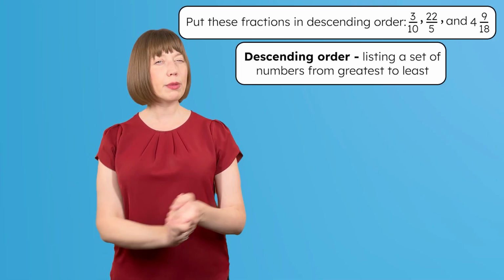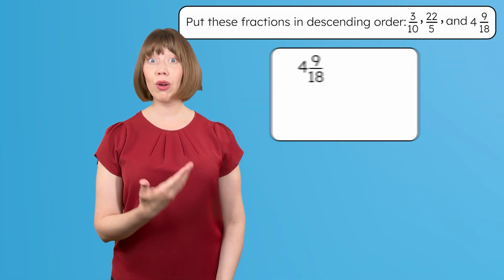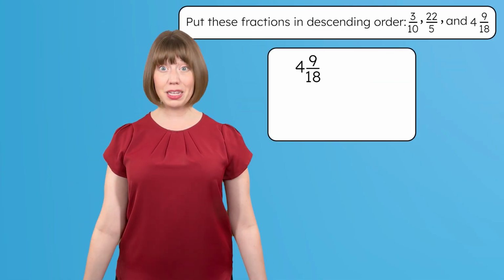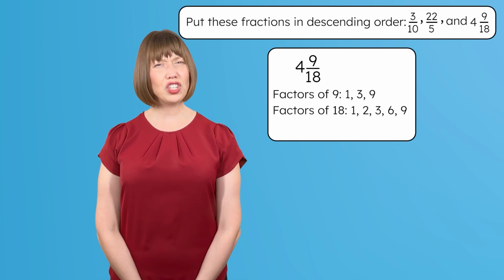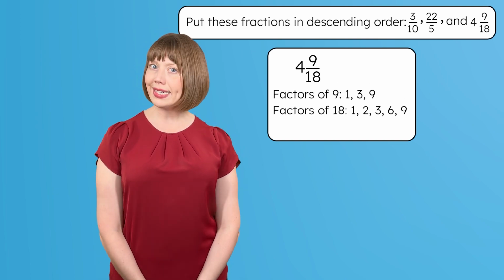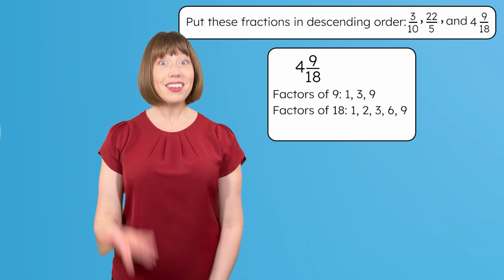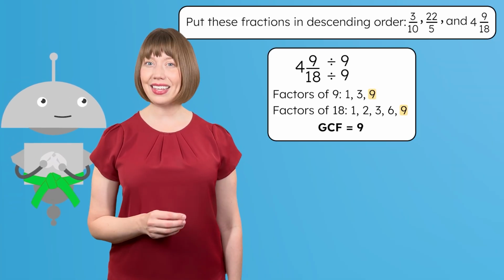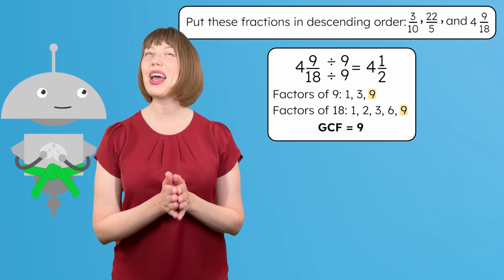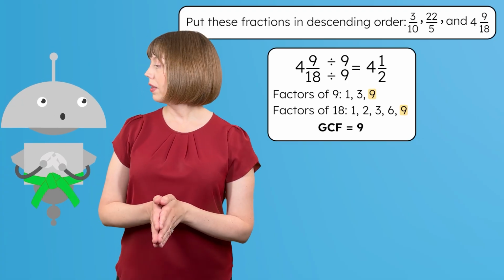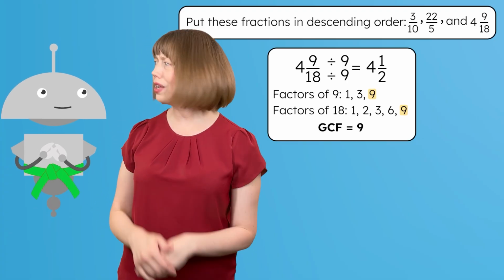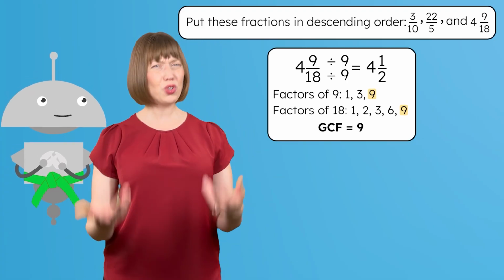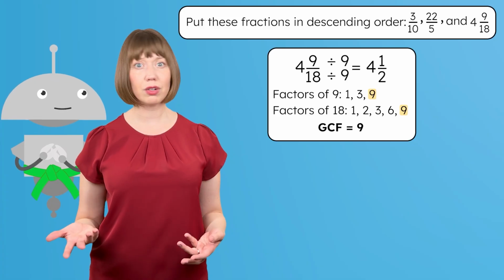Step 1, simplify. Only 4 and 9/18 can be simplified. What's the GCF of 9 and 18? 9. Divide both, so 4 and 9/18 becomes 4 and 1/2. Oh, good question. How do we compare a mixed number with the others?